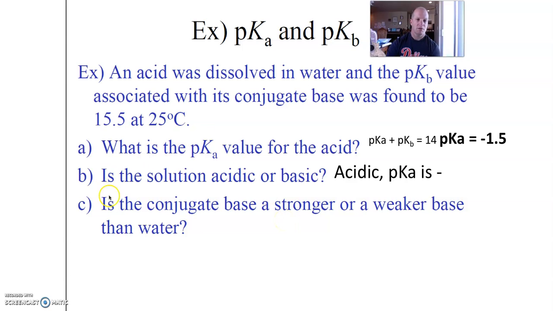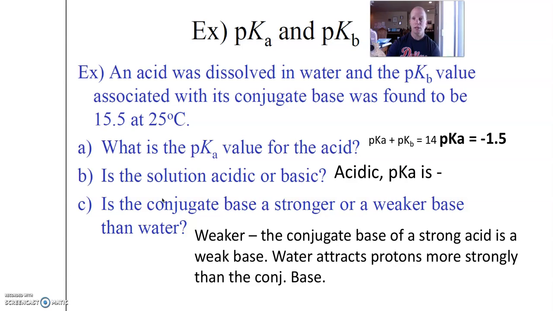Then it says, is our conjugate base a weaker or stronger base than water? It's weaker, because conjugate bases of strong acids are weak. Also, because we have this negative pKa, we are favoring the products in the reaction. So the conjugate base is going to be pretty weak. It's not going to accept protons as readily as water.